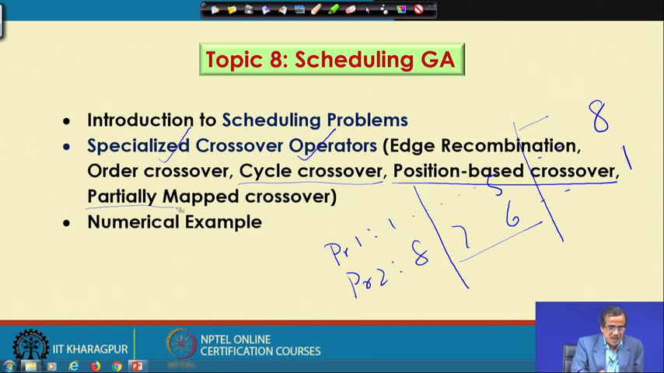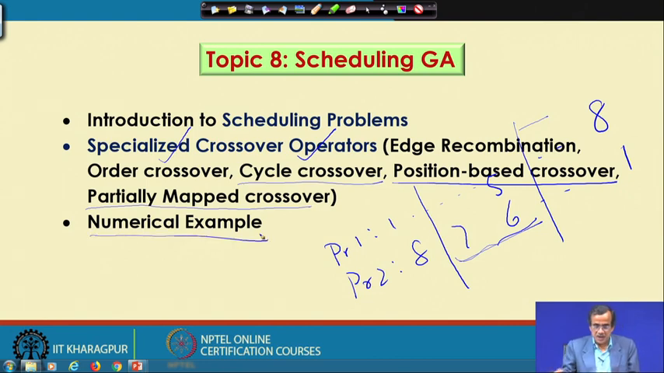Then comes the partially mapped crossover. Once again we take two crossover sites at random, and to get the children solution, a few cities we copy from, say, parent 2, and the rest we will have to take from parent 1 following a particular sequence or method that I have already discussed in much more detail, and we have solved some numerical examples also.